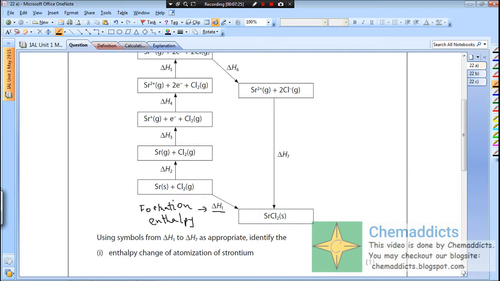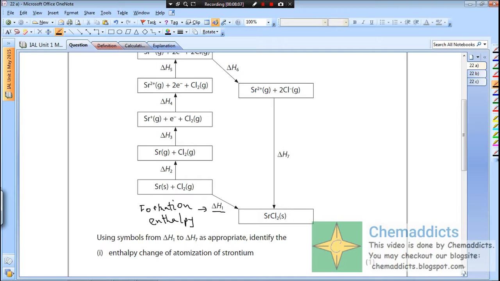So in here, let us see. As we can see, this is strontium in solid state, and this is fluorine, Cl2 gas, fluorine gas. Cl2 means chlorine gas in gaseous state. So this is an element and this is also an element. Now in here, strontium is in gaseous state. Fluorine is also in gaseous state, but it is in molecule form. So by this we can be assured that these haven't been broken.